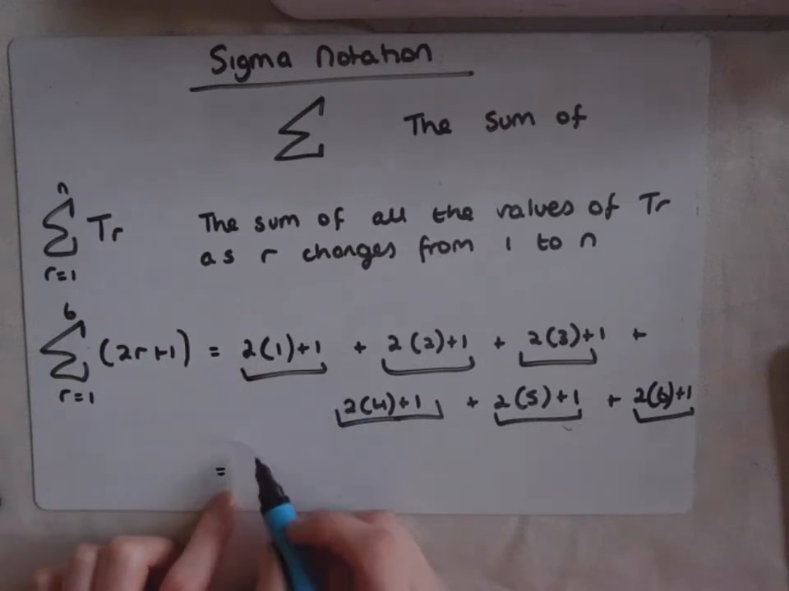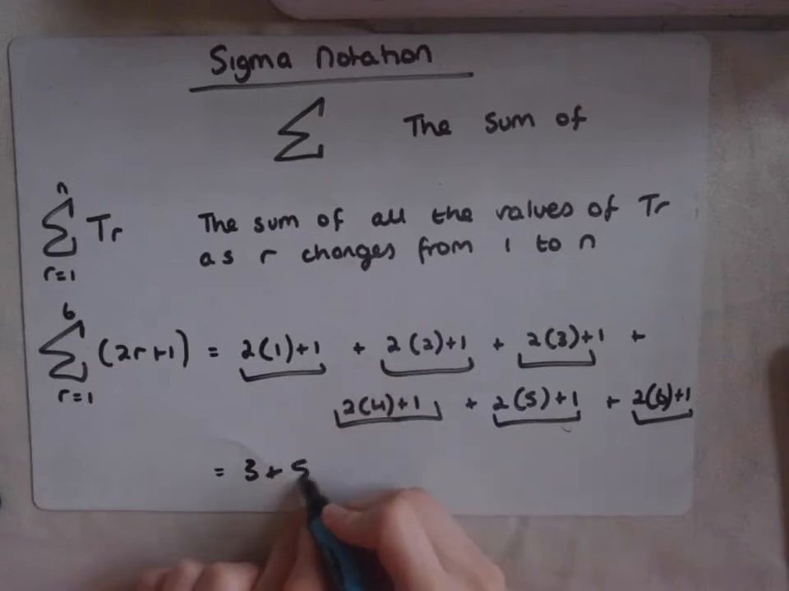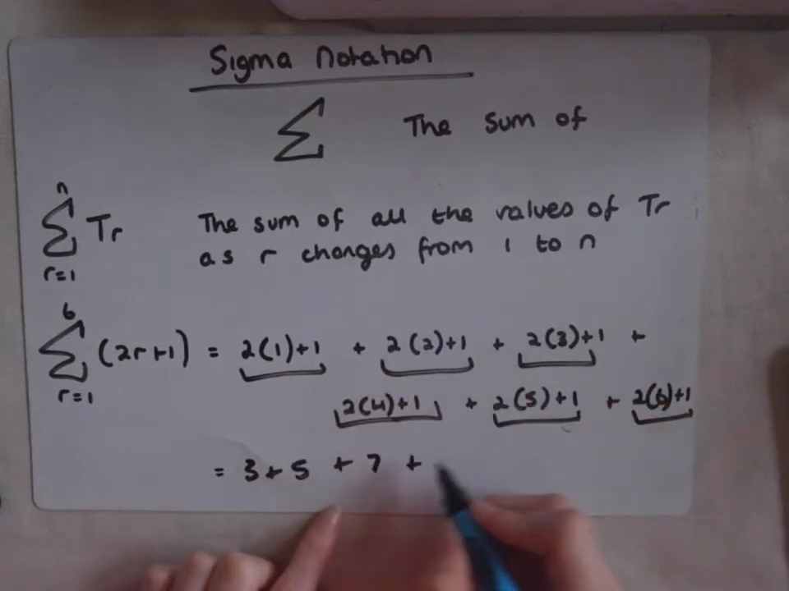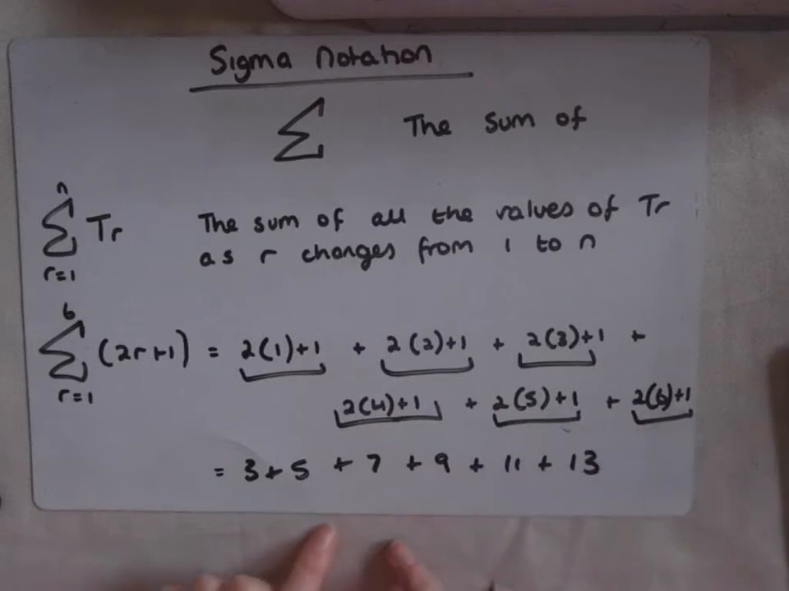2 ones is 2, plus 1 is 3. 2 twos is 4, plus 1 is 5. 7, 9, 11, and 13.